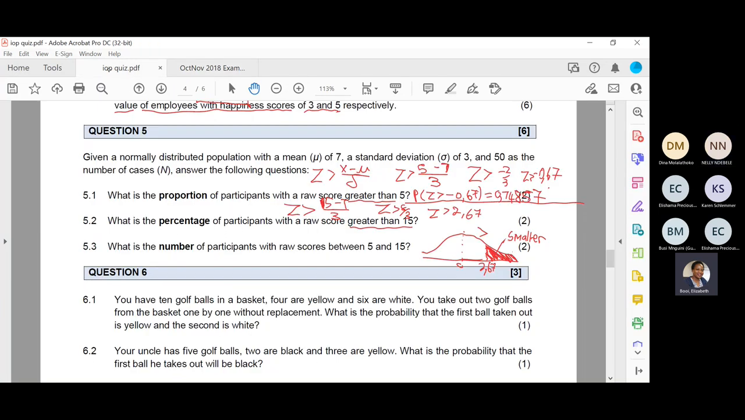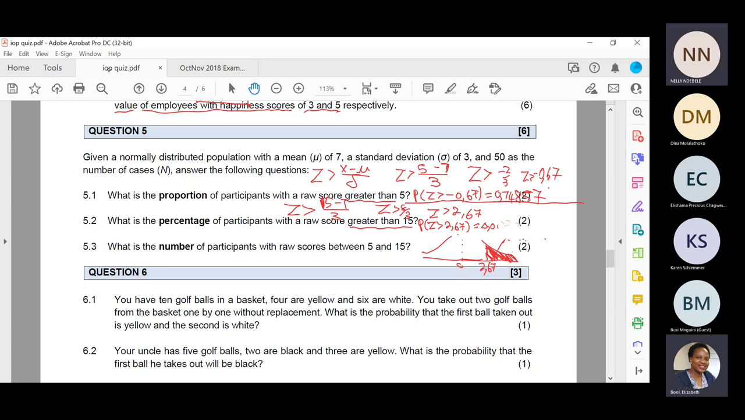0.00379. So we can say, write it here. The probability of finding Z greater than 2.67 is 0.00379. My pen is not writing. I don't know what it's doing. 0.00379. Remember, they said percentage. Multiply the answer by 100.